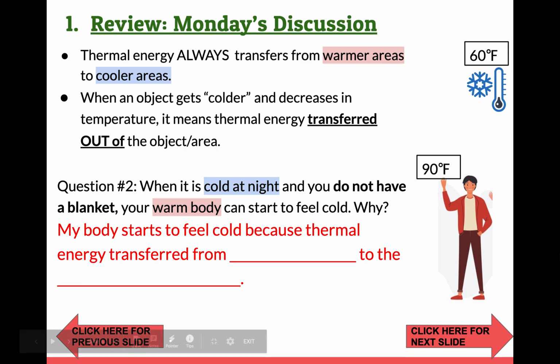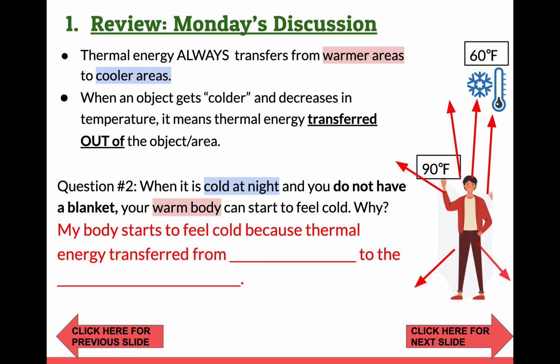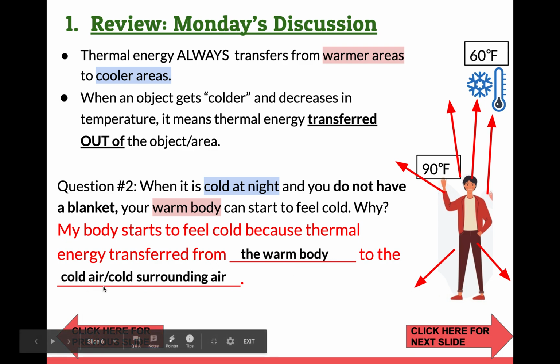So if it's cold at nighttime and it's 60 degrees and your body is warm and you don't have a blanket right now, well, your body's going to start to feel cold because remember, thermal energy is going to leave your body. Thermal energy will leave the warm body and go to the cold air outside. Again, coldness is not going to enter. Cold does not move. Only thermal energy, heat, will leave the body. So my body starts to feel cold because thermal energy transferred from the warm body to the cold air outside.